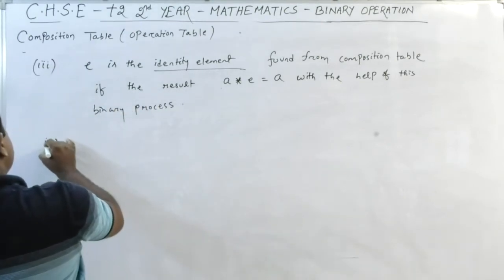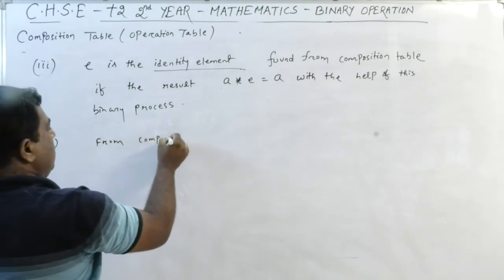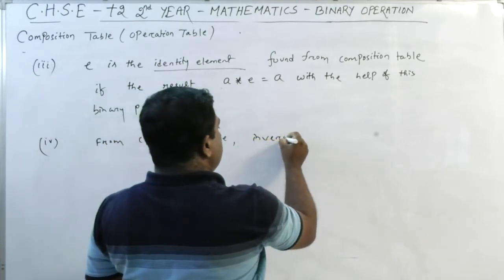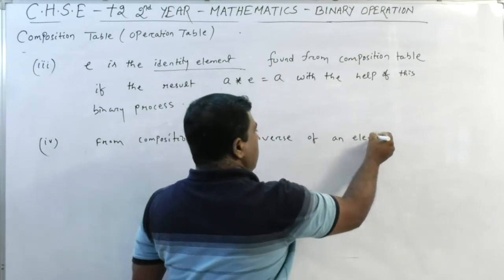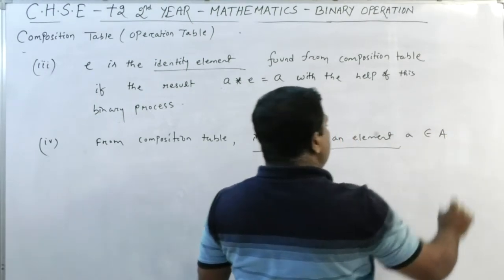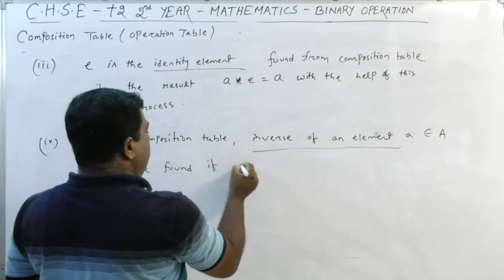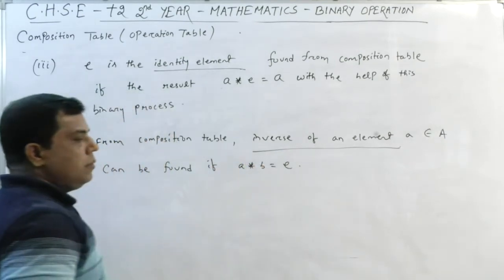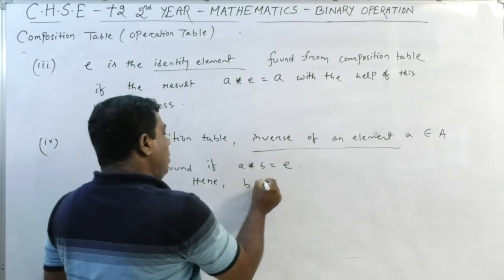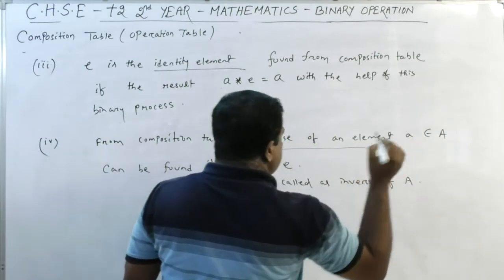Now, from the composition table, the inverse of an element A belonging to set A can be found if A star B equal to E. If A star B equal to E, here B is called the inverse of A.